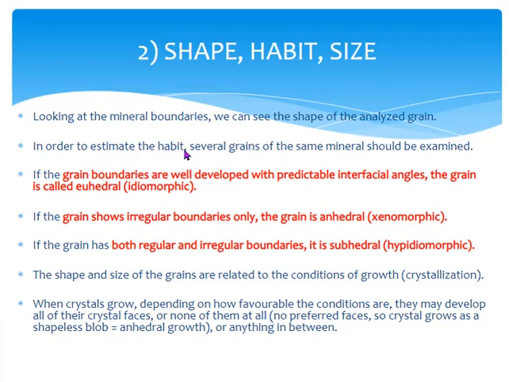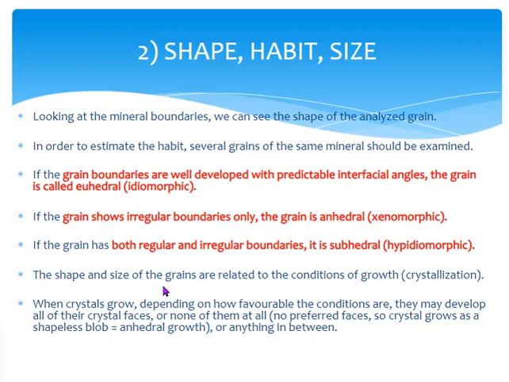In order to estimate the habit, several grains of the same mineral should be examined. If the grain boundaries are well developed with predictable interfacial angles, the grain is called euhedral. If the grain shows irregular boundaries only, the grain is anhedral. If the grain has both regular and irregular boundaries, it is subhedral or hypidiomorphic.